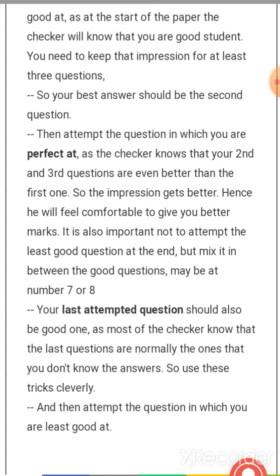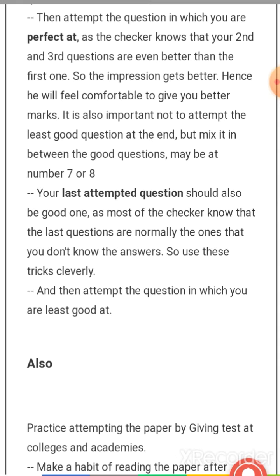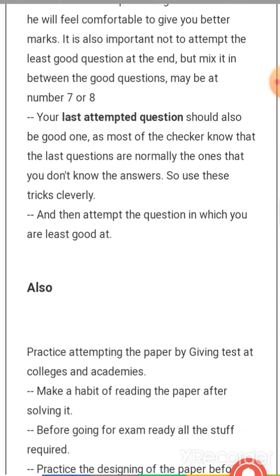It is also important not to attempt the least good question at the end, but mix it in between the good questions, maybe at number 7 or 8. Your last attempted question should also be a good one, as most of the checkers know that the last questions are normally the ones that you don't know the answers to. So use these tricks cleverly. And then attempt the question in which you are least good.